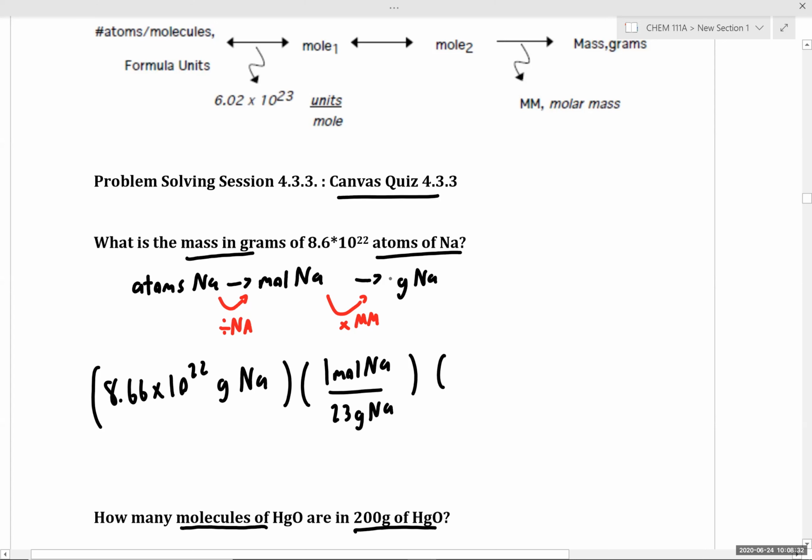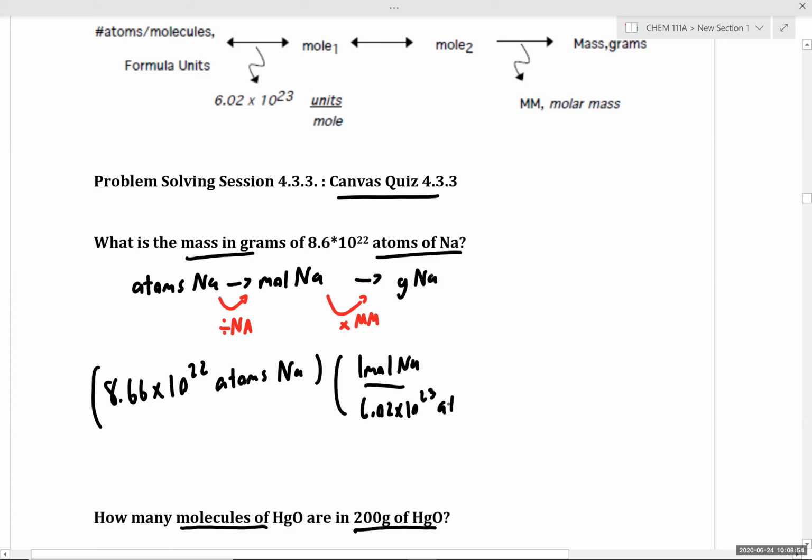Now, if we're going from, whoops, sorry, this isn't grams. We're starting from atoms. Let me correct that. Got a little bit ahead of myself there. So starting from atoms of sodium, we know that in 1 mole of sodium, we have 6.02 times 10 to the 23rd atoms of sodium. So our atoms cancel, we're left with moles.